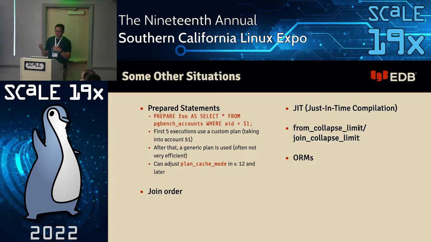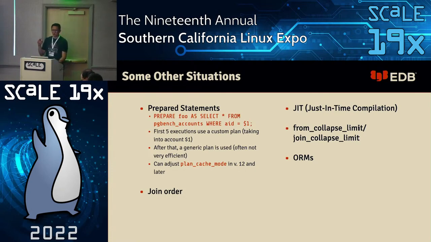But that generic plan isn't always the most optimal performance. Now, in version 12 and later, you can actually adjust the plan cache mode, and you can tell it, hey, always use a custom plan. Hey, I don't mind the cost of query planning, so always generate a custom plan for me because that's going to be a lot more performant.